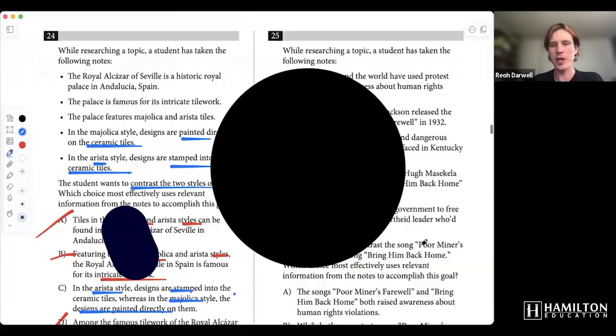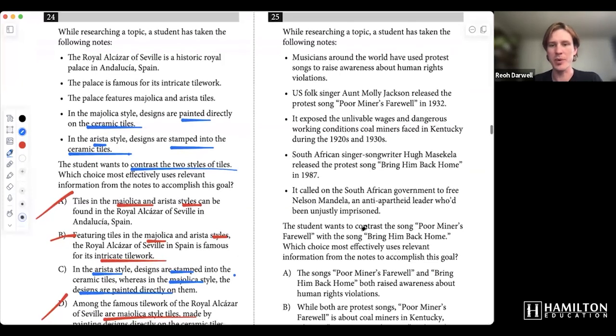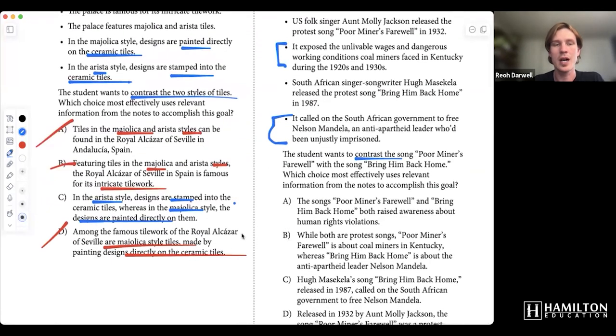All right, so question 25, we are asked to do something pretty simple here. We are asked to contrast these songs. So what is the difference between the two songs, Poor Miner's Farewell, which is about wages and dangerous living conditions, working conditions, versus Bringing Him Back Home, which is about Nelson Mandela? So we need to contrast.